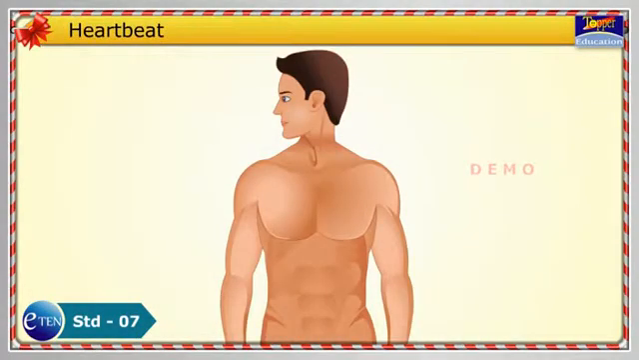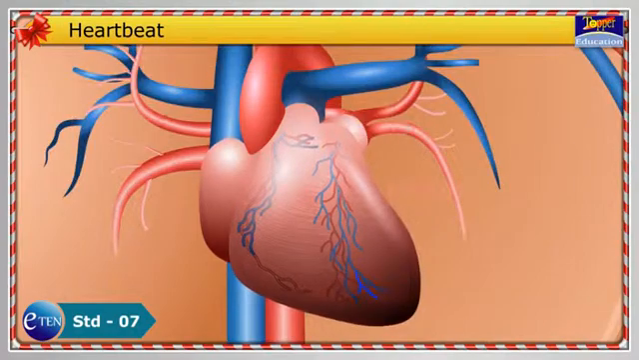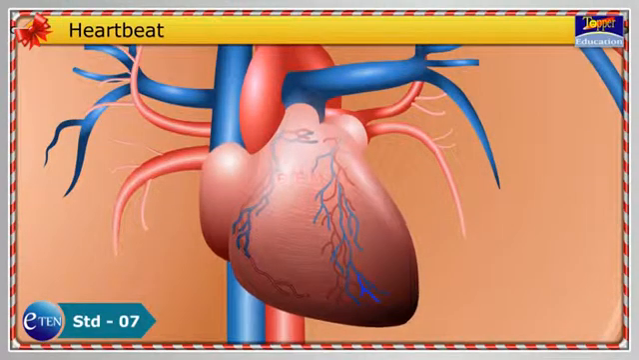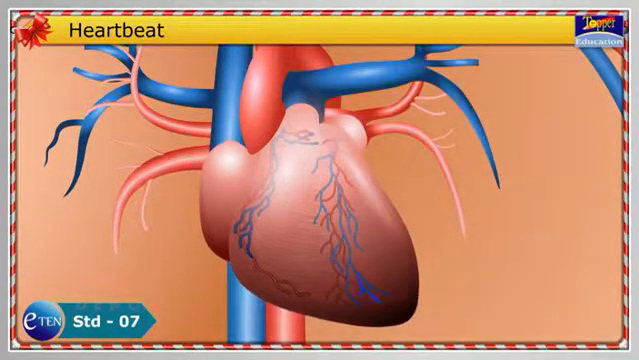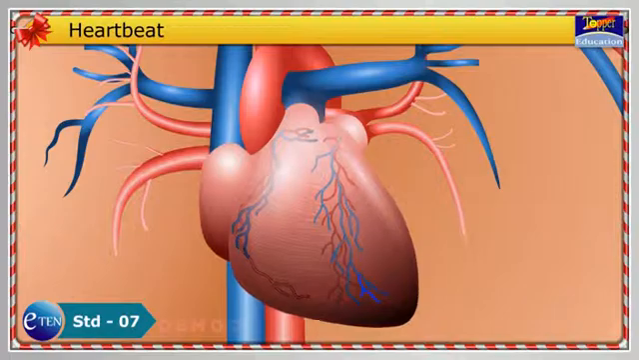Heartbeat. The pumping of the heart, or the heartbeat, is caused by alternating contractions and relaxations of the muscles.